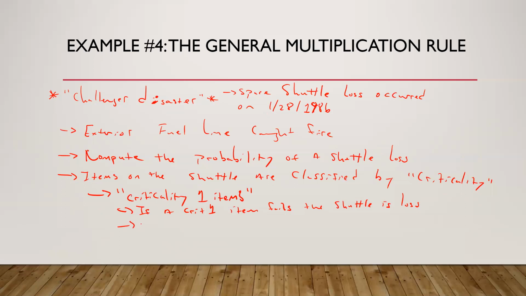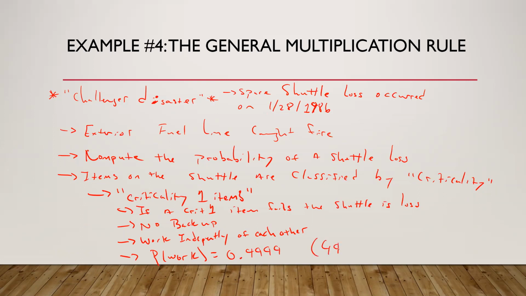The other important thing about it is there's no backup for these items. Okay, so like there's no extra set of wings, okay? And the other thing about criticality 1 items is they have to work independently of each other. And NASA certifies that the probability that these items work prior to launch, they have to work 99.99% of the time. Okay, that's what they say they work.